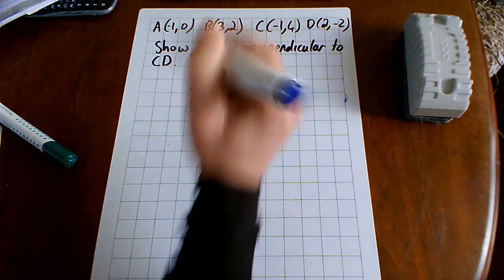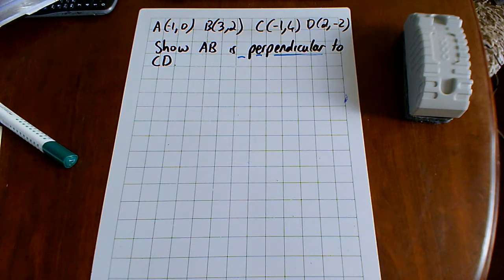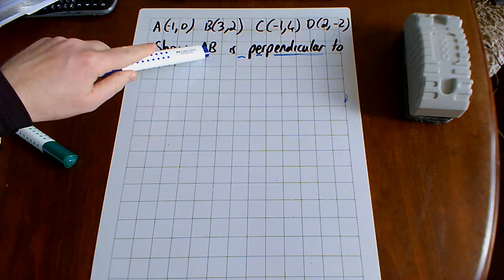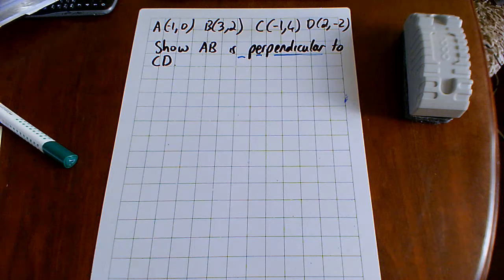So, underline that word perpendicular. When you see parallel or perpendicular in terms of lines, they're talking about their slopes. Okay, so what I'm going to do is find the slope of A and B and the slope of C and D, and we should be able to see that they're perpendicular to each other.